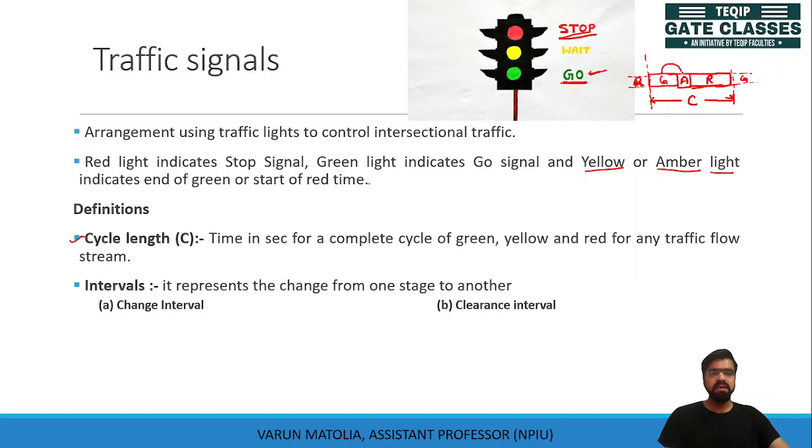When green turns to amber, then turns to red, and then again turns to green, this complete green, yellow, red, green is a cycle, and the time duration is known as cycle length. Then we have some intervals between these cycle lengths. The first interval is the change interval. Change interval is nothing but the yellow time.